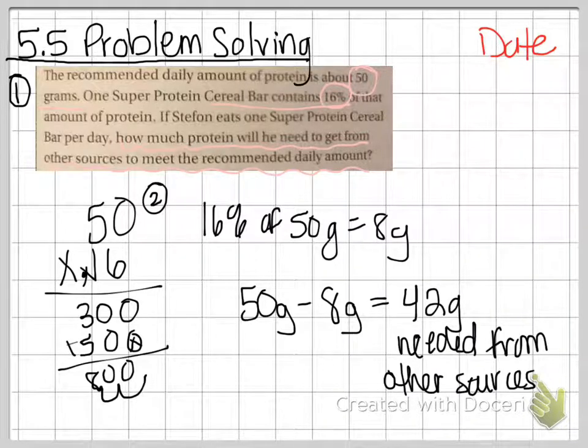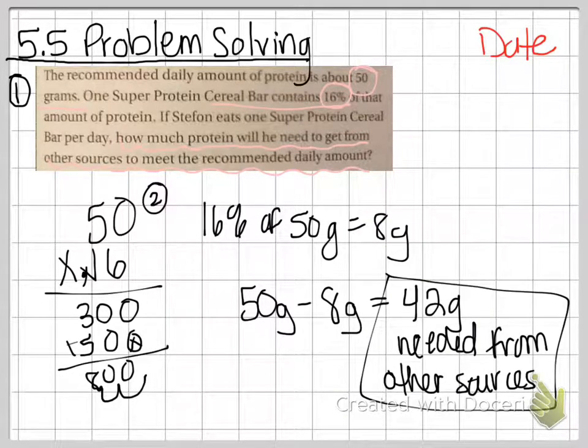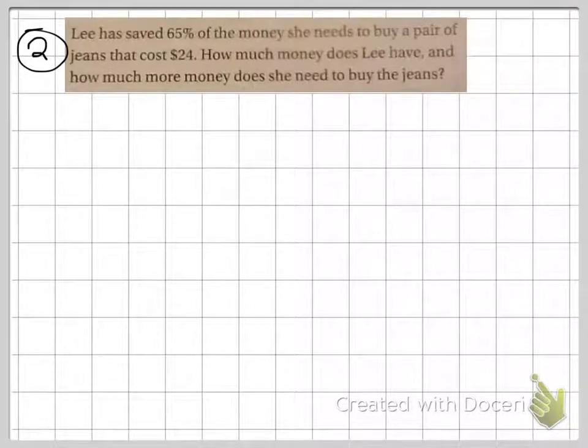All right, let's look at our next problem. Lee has saved 65% of the money she needs to buy a pair of jeans that cost $24. How much money does Lee have, and how much more does she need to buy the jeans?